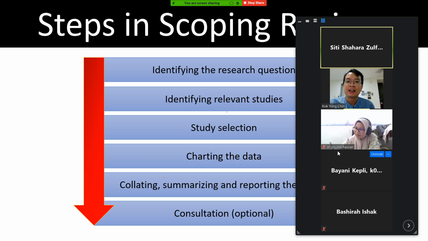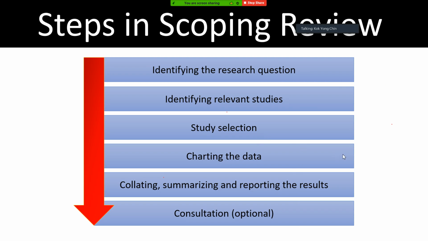Okay, so we are going to learn about the steps involved in writing a scoping review. So this is basically an outline of the steps. First step is to identify the research questions. Second, identify relevant studies, study selection, charting the data, collating, summarizing, and reporting the results. And the last step, an optional step, is consultation. I didn't invent these steps on my own, okay? They are actually from established protocols for writing a scoping review.